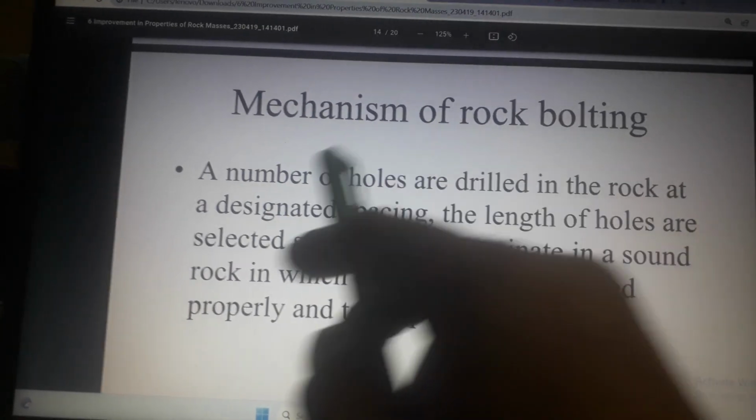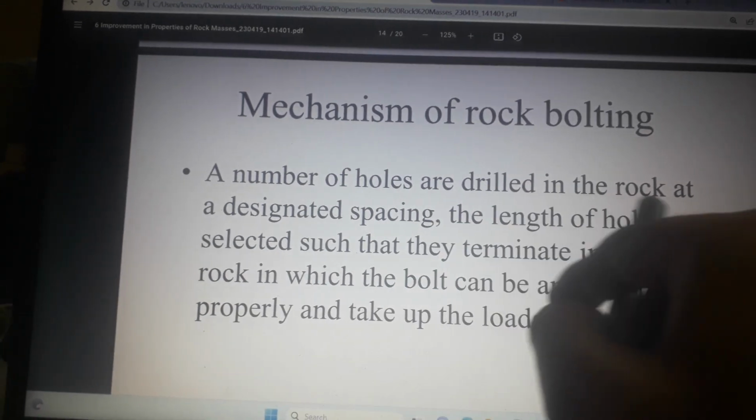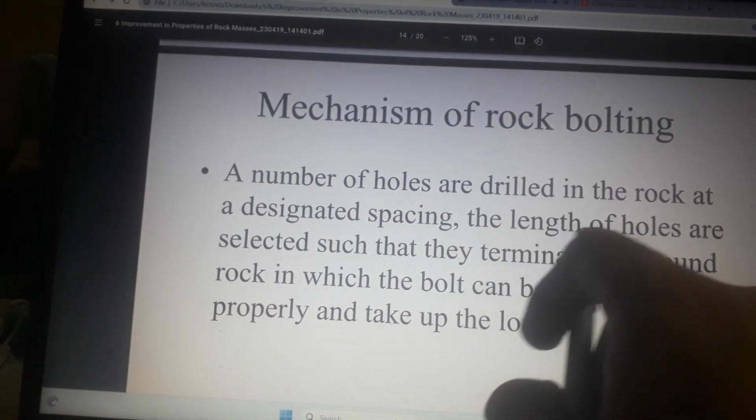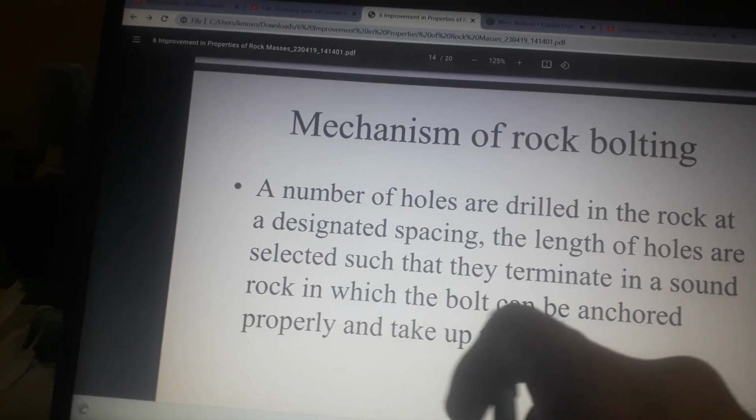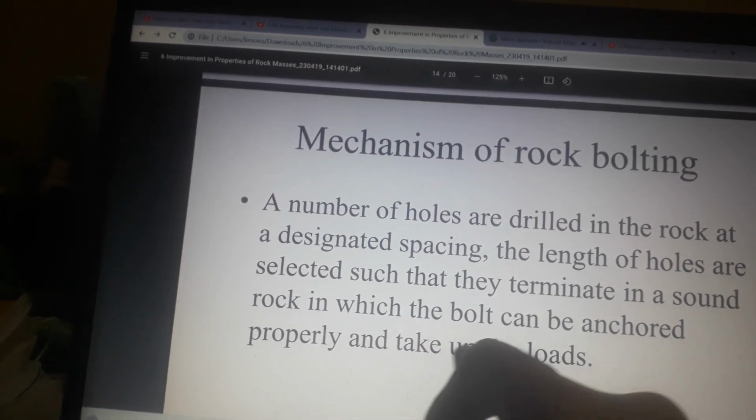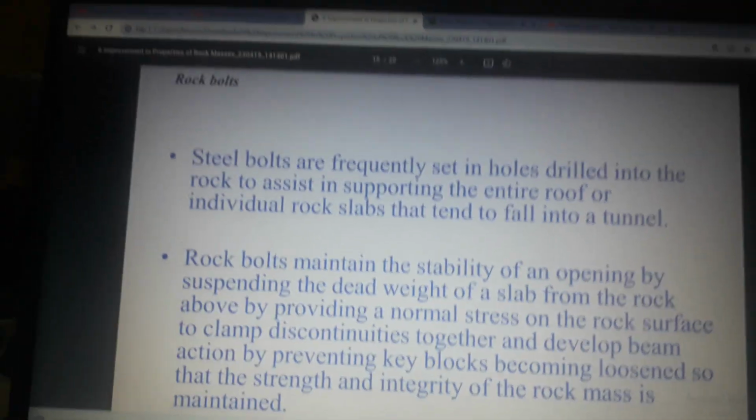Mechanism of rock bolting. A number of holes are drilled in the rock at a designated spacing. The length of the holes is selected such that they terminate in sound rock in which the bolt can be anchored properly and take up the loads.